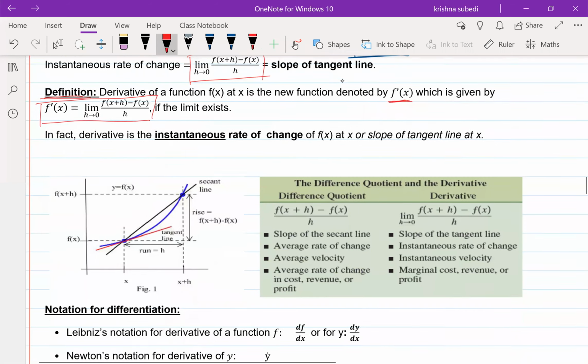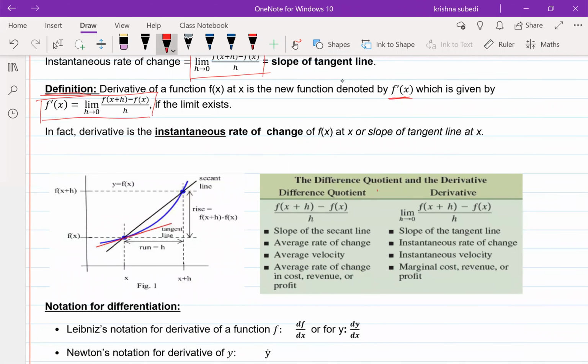Now, a couple of things to remember. When we look at this expression, it represents the slope of a secant line, and this can be interpreted as the average rate of change, or average velocity if you're looking for speed, or the average rate of change in cost, revenue, or profit in economics. That is the application.